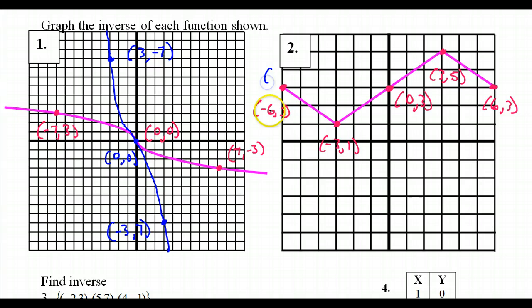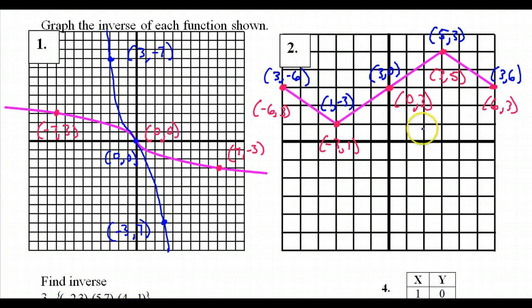So this, instead of negative 6, 3, it'll be 3 comma negative 6. Instead of negative 3, 1, it will be 1, negative 3. Instead of 0, 3, it'll be 3, 0. Instead of 3, 5, it'll be 5, 3. And instead of 6, 3, it'll be 3 comma 6. So if I graph all these inverses, I should be looking at the inverse graph.